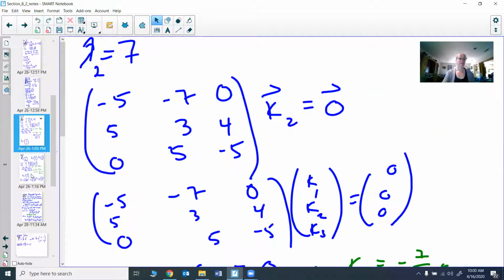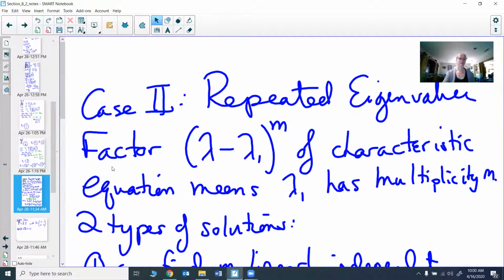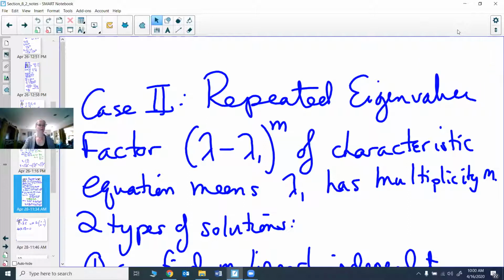What I'd like to talk about in this video is what happens if we have repeated eigenvalues and what those look like and how we deal with those. What it means to have repeated eigenvalues is that when you factor your auxiliary equation, you end up with a repeated root of lambda minus some value, we'll call it lambda 1, to an m power of this characteristic equation, which means that lambda 1 has multiplicity m. In other words, you might have it show up a bunch of times.